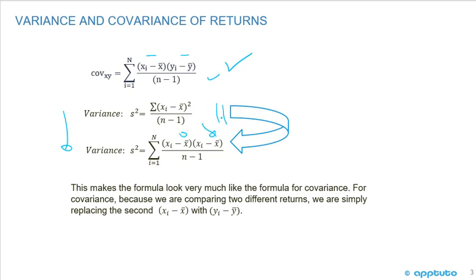So that was dealing with the variance of just one variable, like for example the stock. But now if you're looking at the stock and the market, you'd have two variables, an x and a y. So what we're doing in the covariance is just substituting that second term from x to y, and that's how you get the covariance. It's very easy. So x minus x bar times y minus y bar, the sum of that, divided by n minus 1.